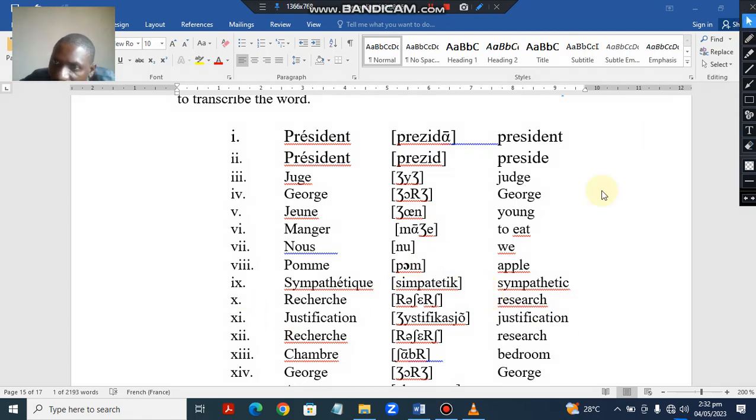We have recherche. Look at this word. E here, E here. That's 3 E's. You think it's 3 syllables? No. We have ro, vowel, share. That's 2 syllables. Look at it: 1, 2, 3, 4, 5, 6. There are 6 vowels in the word, but when we transcribe, there are 5 syllables. So please take note of them.